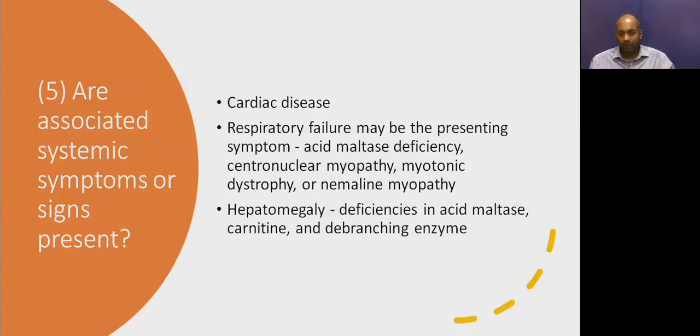Now, the fifth question we have to ask is, are there any associated systemic symptoms or signs? Muscle disorders are commonly associated with cardiac dysfunction, so we have to ask if there are any features of cardiac illness. Some disorders can present with diaphragm involvement, so they can present with respiratory failure as the first symptom, like in Pompe's disease or acid maltase deficiency. Also, some myopathies, especially the metabolic myopathies, can have hepatomegaly. So we have to look for this.